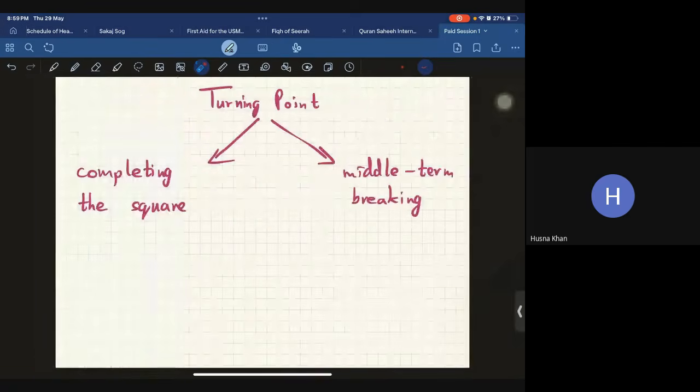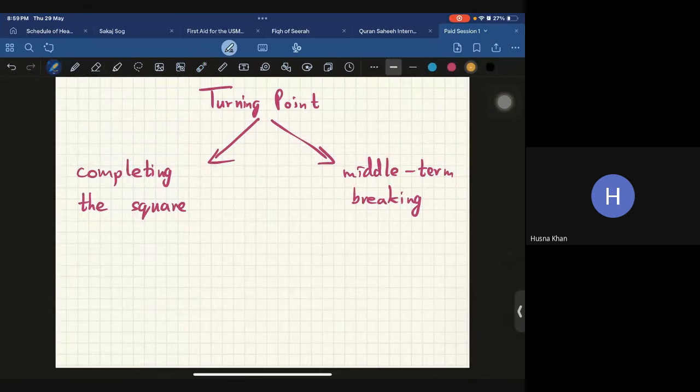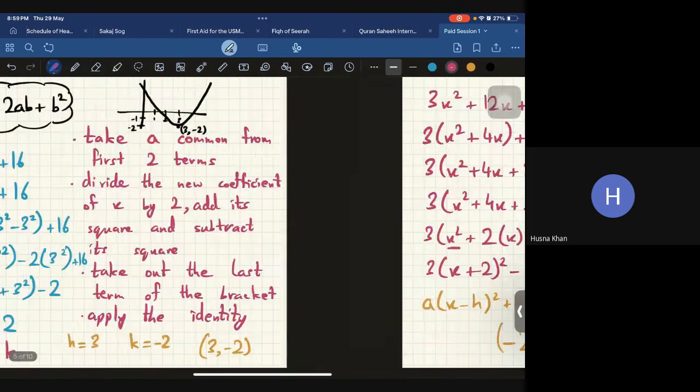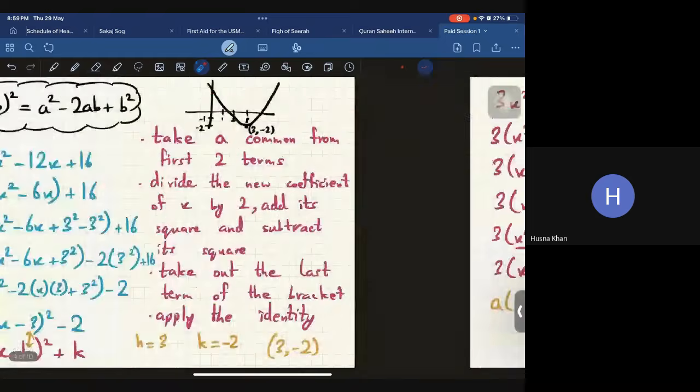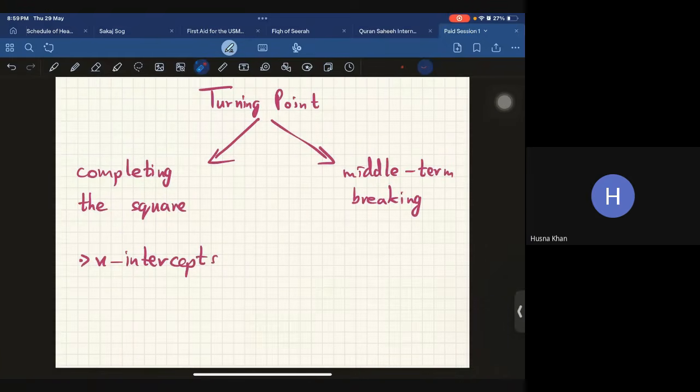So we did how to find the turning point. We also, in the process, did how to find the x-intercepts. For the x-intercepts, you do the middle term breaking, and then you equate that with 0. So once you've broken the middle term, you'll equate both of these with 0. That will give you the x-intercepts. So that method we've done, and it involves middle term breaking.